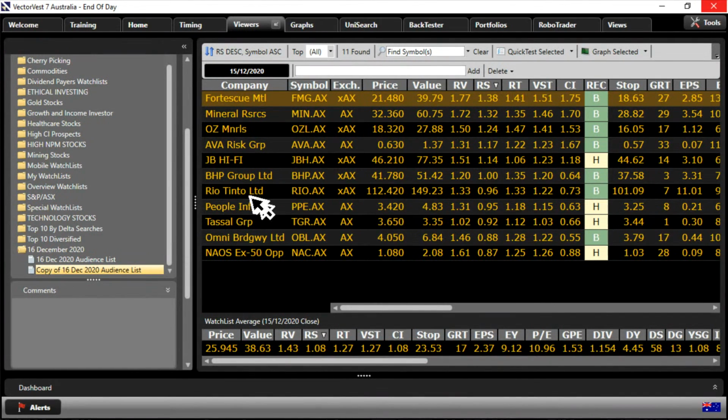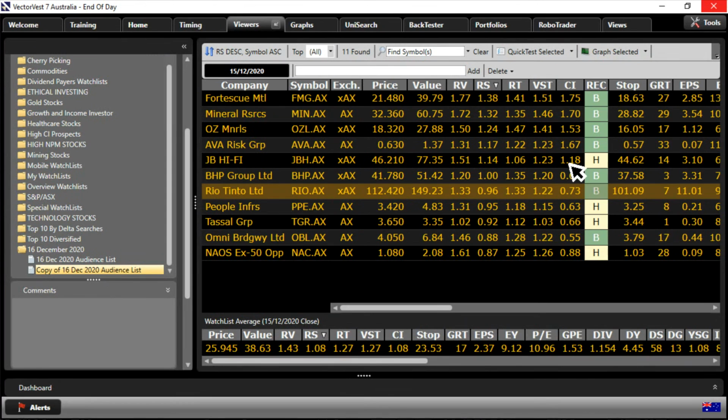Now, Rio Tinto is doing a great job with its earnings at the moment. It's growing rapidly on its earnings, again, thanks to iron ore spot prices, etc., etc.